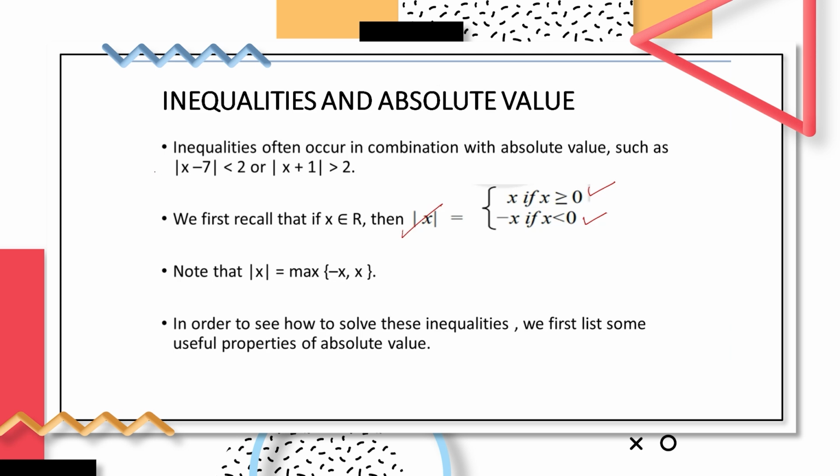Likewise, we have some example inequalities shown here, that is the absolute value of x minus 7 is less than 2, or x plus 1 is greater than 2. So, these are the absolute values, and the basic definition states that the absolute value of x is equal to x if x is greater than or equal to 0, and minus x if x is less than 0. That means the absolute value of x is equal to the maximum of minus x and x.